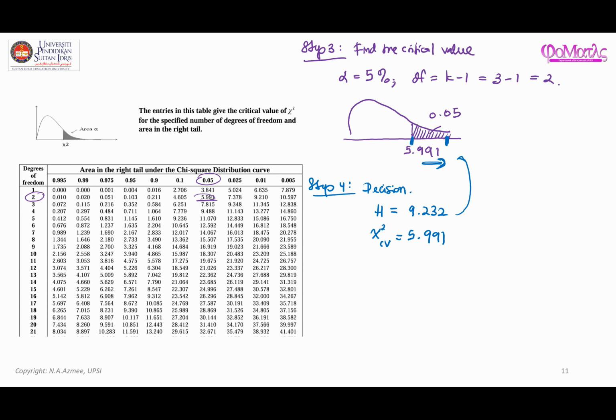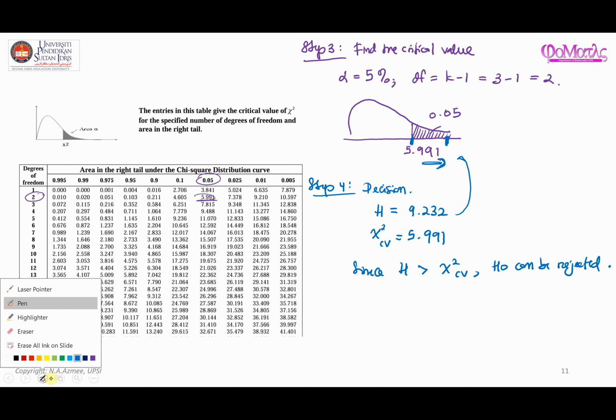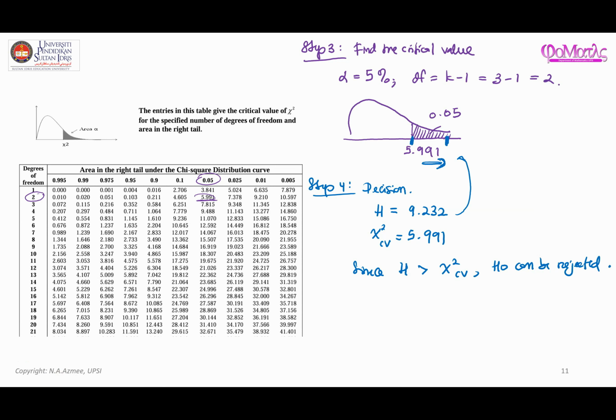Because of that, since H is greater than the critical value, we decide that the null hypothesis can be rejected. So since H is greater than the critical value, H null can be rejected. Okay, so that is step 4. Now for step 5, we're going to make a proper conclusion.